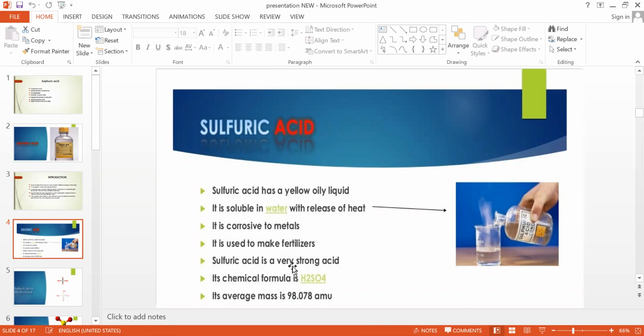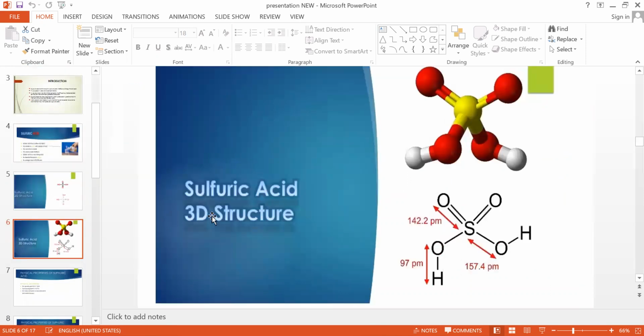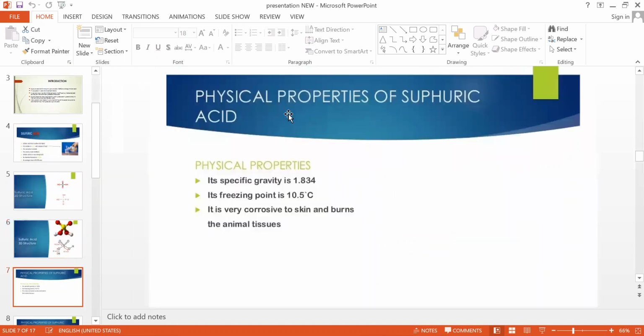Sulfuric acid is a very strong acid. Its chemical formula is H2SO4. Its average mass is 98.078 AMU. And this is the 2D structure of sulfuric acid, and the 3D structure of sulfuric acid. And now the physical properties of sulfuric acid.